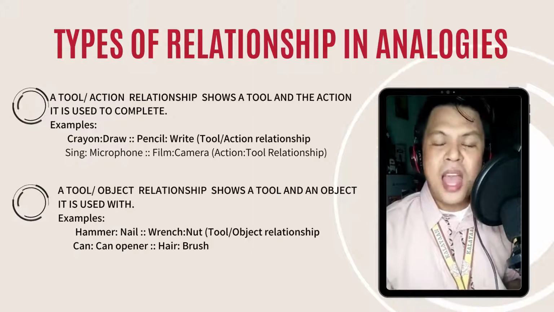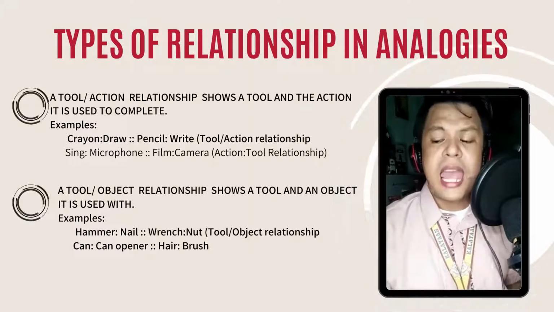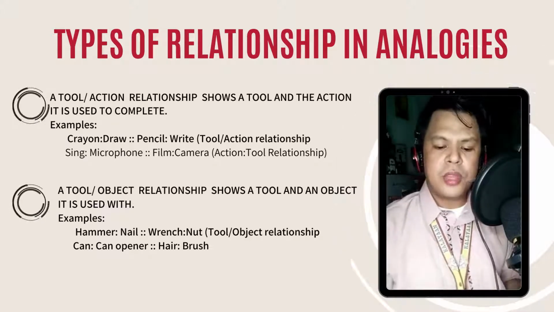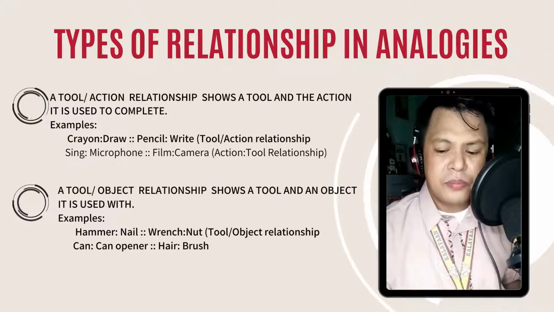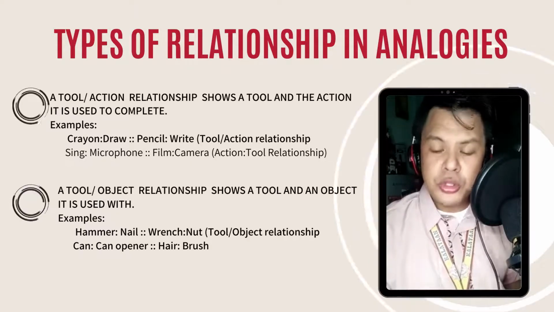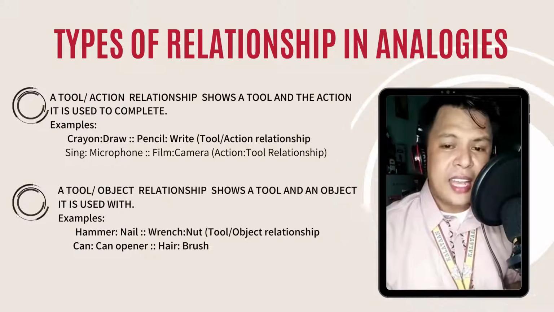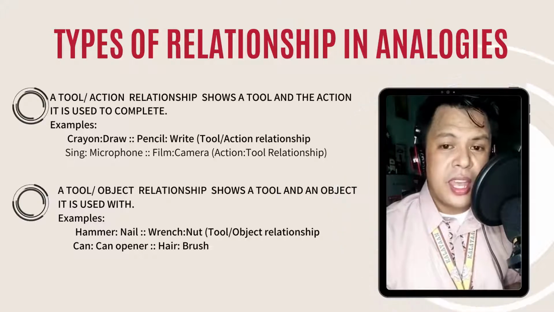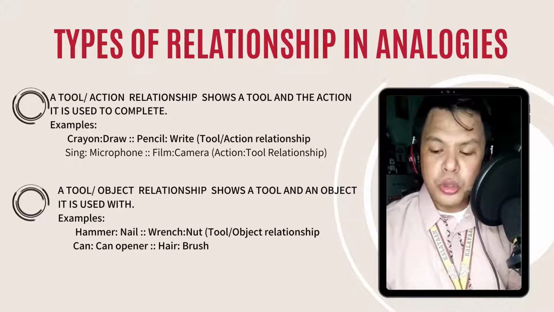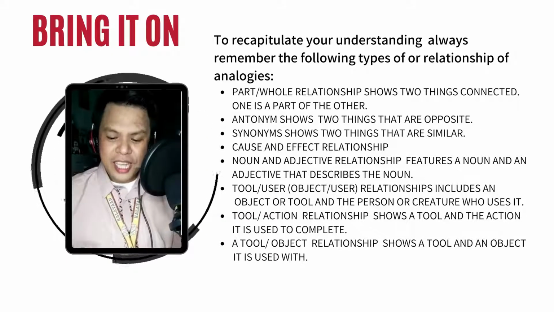And lastly, a tool or object relationship shows a tool and an object it is used with. For example, hammer is to nail, wrench is to knot, and that is tool or object relationship. The other one is can is to can opener, and hair is to brush, and that is object or tool relationship. Pick up your understanding.